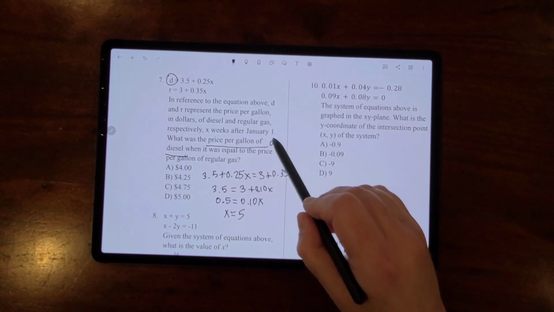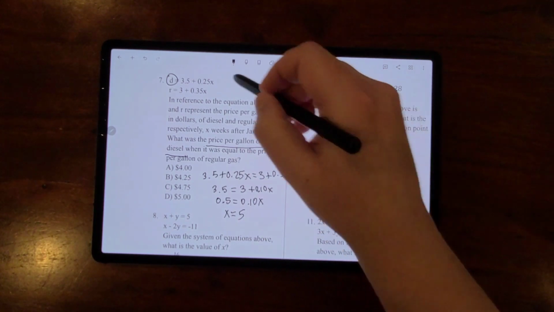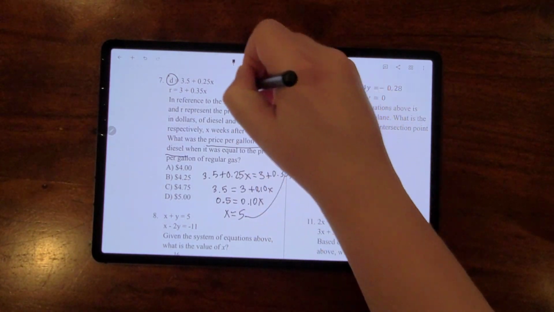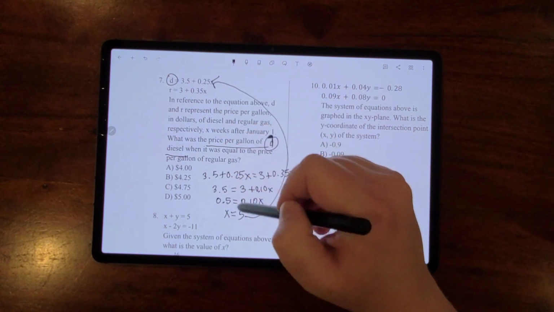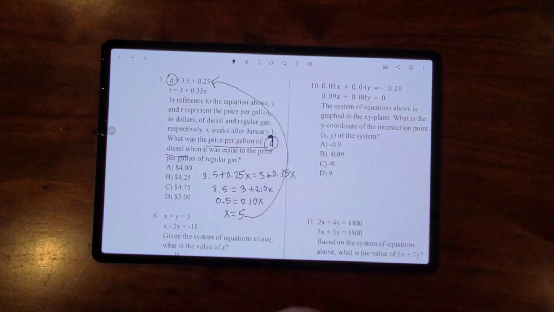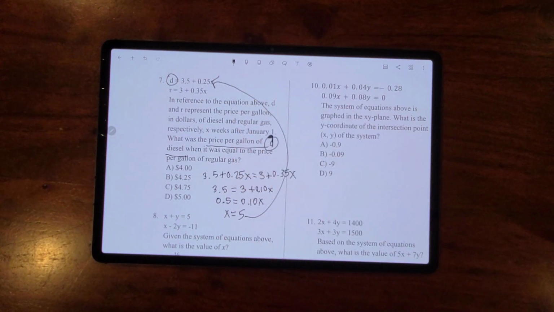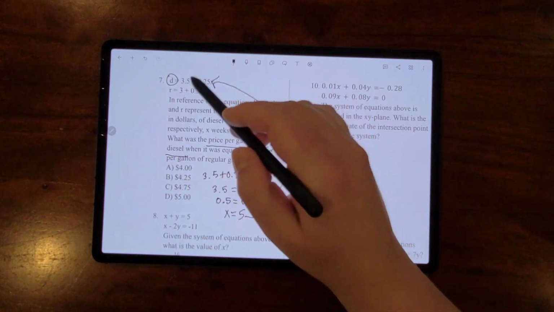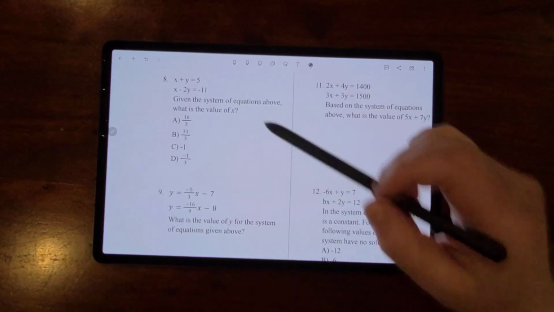Now remember, we're trying to find d. We found x, so now we can plug this 5 in for x right here. So then it becomes 0.25 times 5 plus 3.5. So we would plug that in there, and when we solve that, what we're gonna get for our answer is going to be 4.75, right there, C.